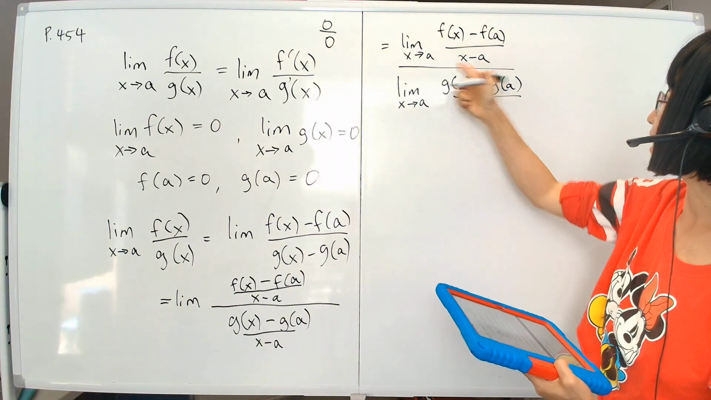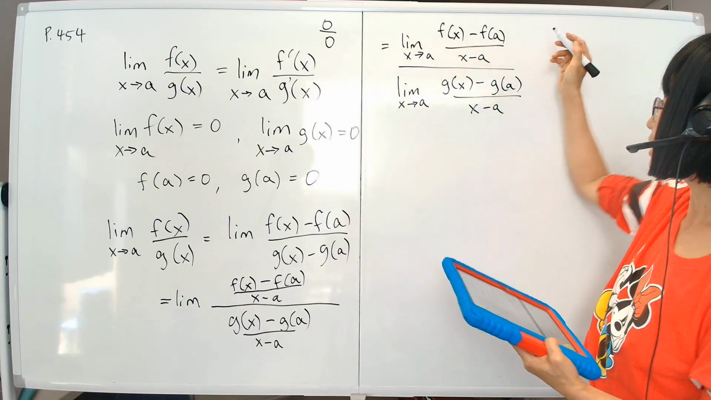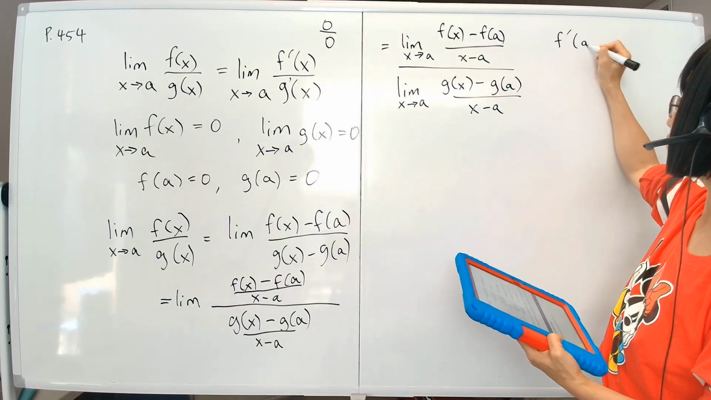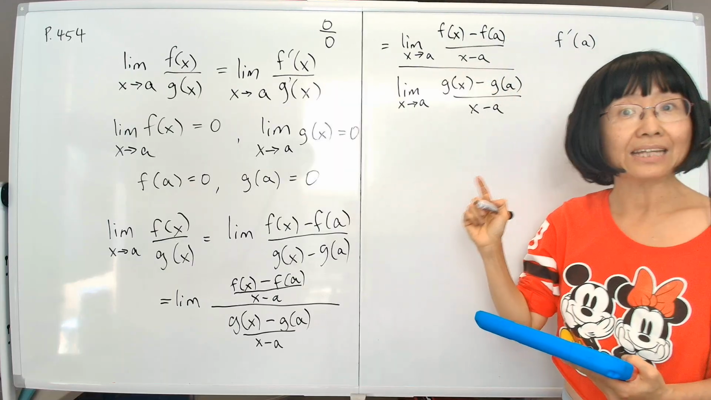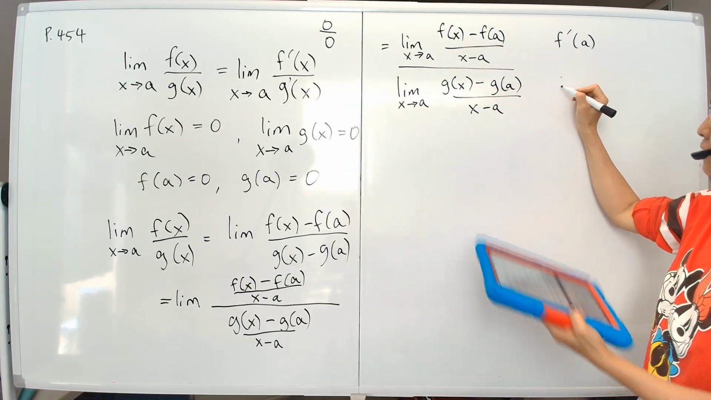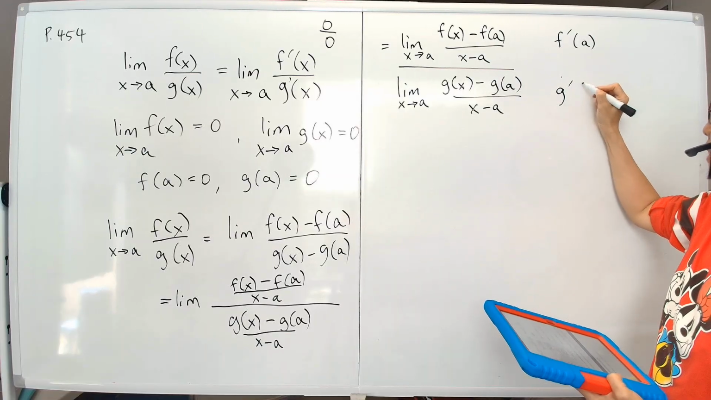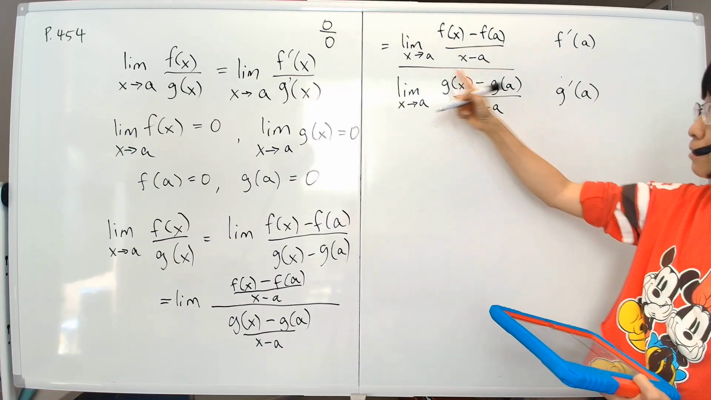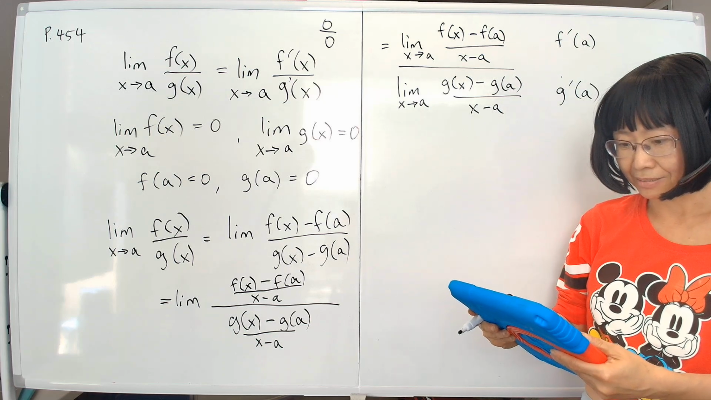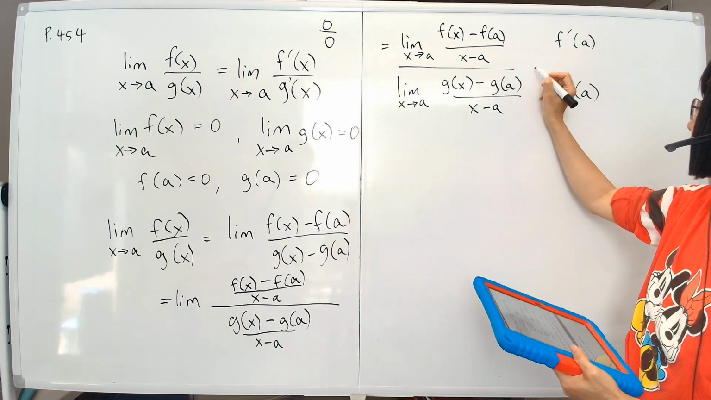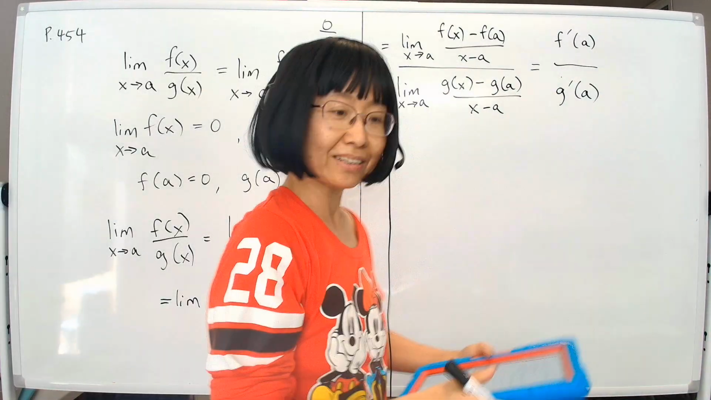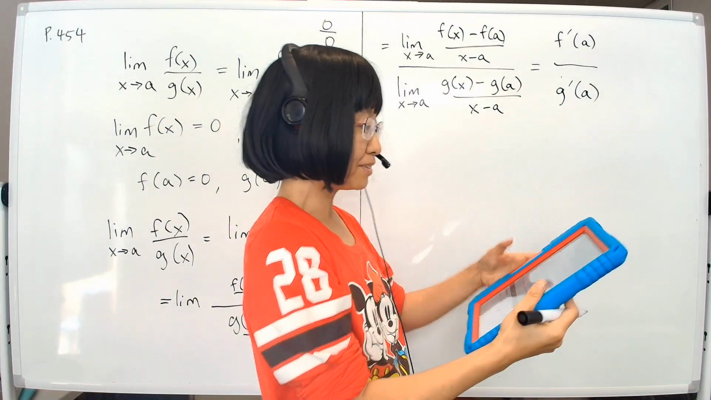Because what is this thing? Now if you look at this, you recognize that's the definition of f prime at a. The derivative of f at a is this thing, right? Similarly, this is the definition of the derivative g prime at a, the denominator. Okay, that's what we had some time past. All right, so that equals this fraction, by the definition of the derivative.